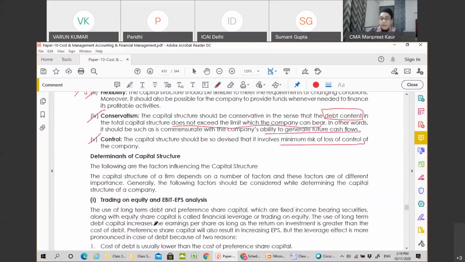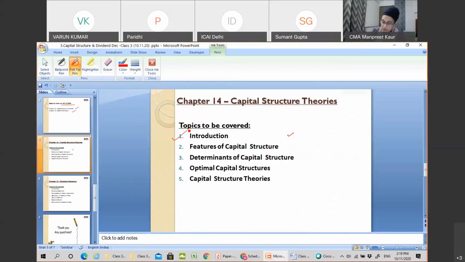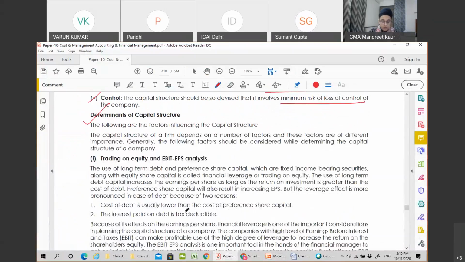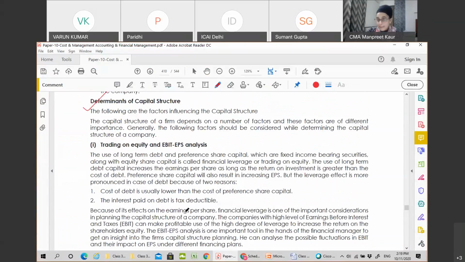Next is the determinants of the capital structure. As we had done introduction, features, and we will do the determinants of the capital structure. We had also done what is the optimal capital structure. So, in the determinants of the capital structure, what are the determinants? They are the factors. Following are the factors which influence the capital structure. First is the trading on equity, EBIT, EPS analysis.